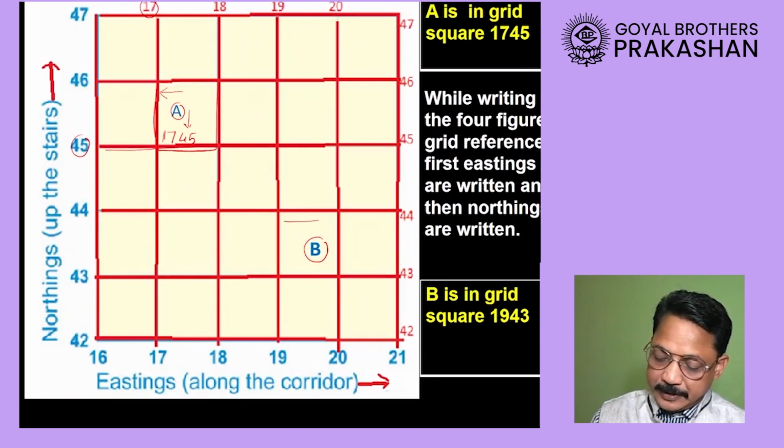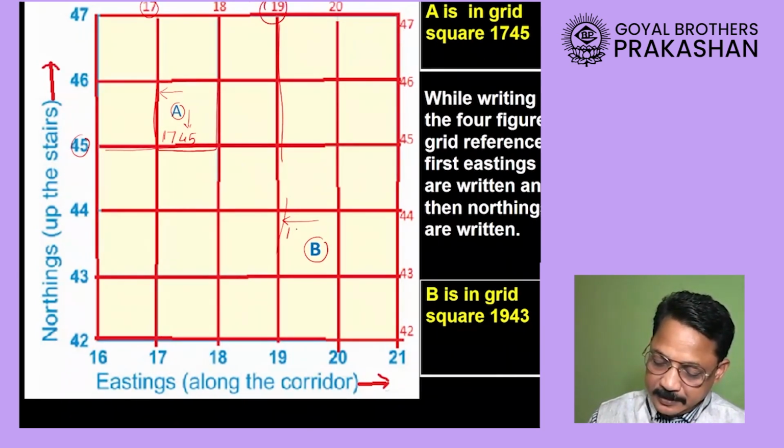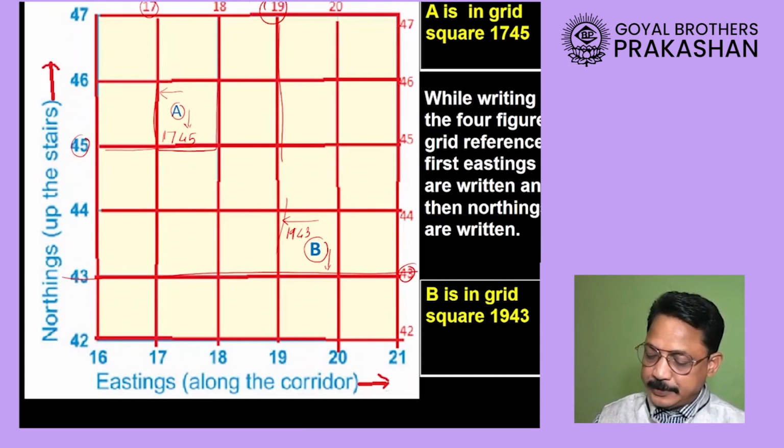Similarly, if the question is asked, in which grid square is this alphabet B present, again you will see on your left side, this left side number is 19. So I will write here 19, and which number is present immediately below this B? I see here the number is 43. So B is present in grid square 1943.